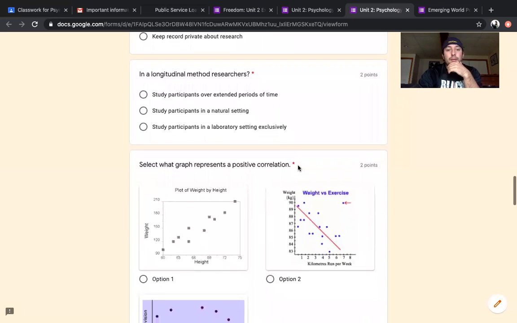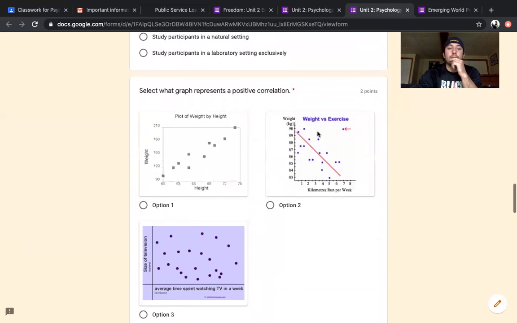In a longitudinal method, researchers study participants over extended periods of time, study participants in natural settings, study participants in laboratory setting exclusively. Obviously, that's a little bit tricky, but study participants over extended periods of time.